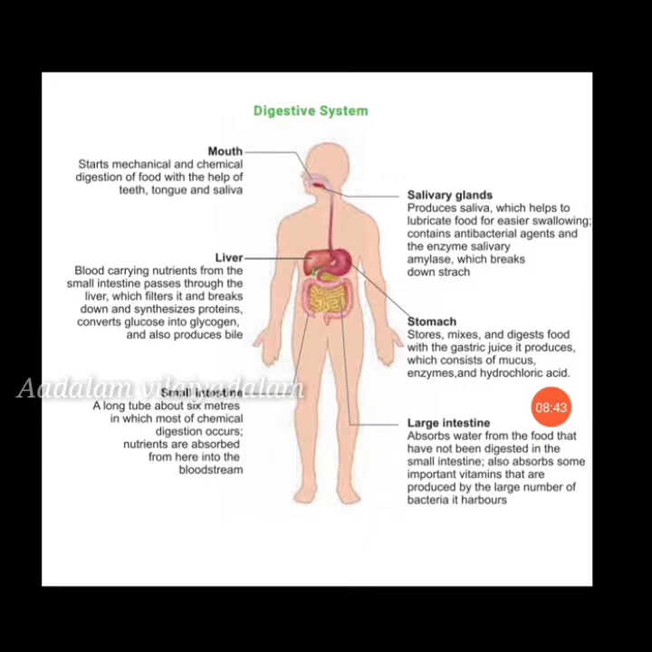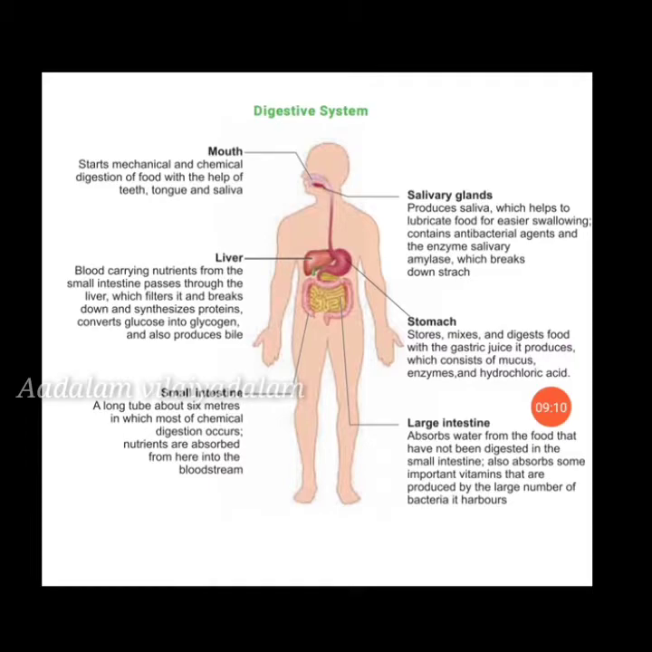Fourth one, small intestine. A long tube about 6 meters in which most of chemical digestion occurs and nutrients are absorbed from here into the bloodstream. The large intestine absorbs water from the food that has not been digested in the small intestine. It also absorbs some important vitamins that are produced by the large number of bacteria it harbors.